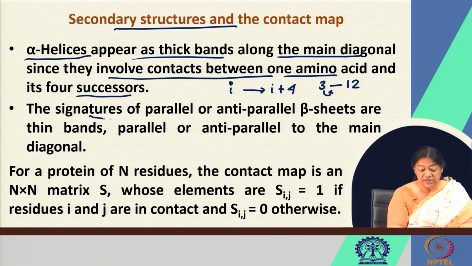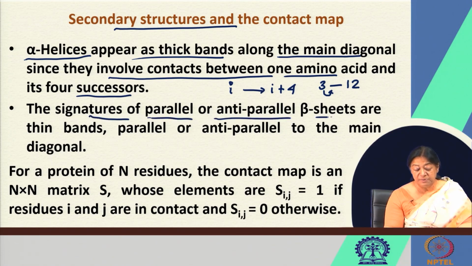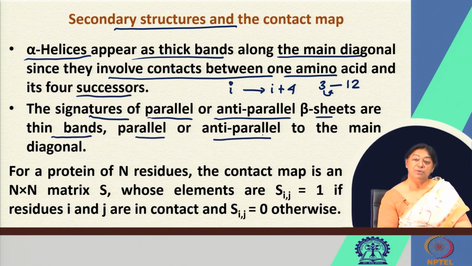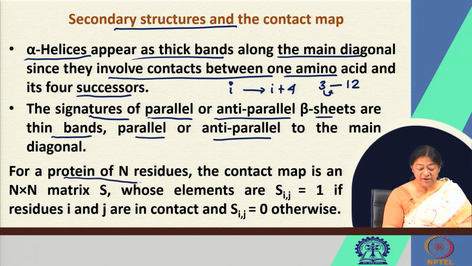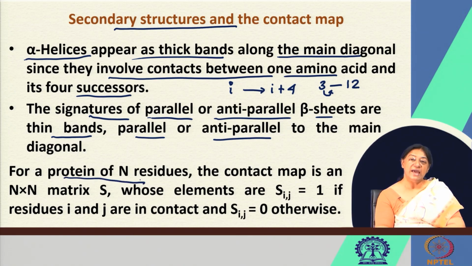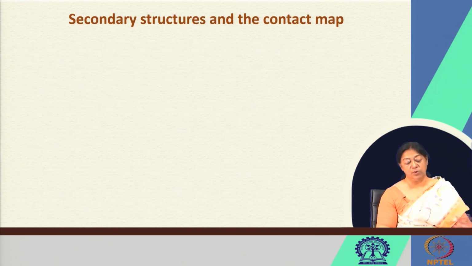Also, there are signatures of parallel or anti-parallel beta sheets that are thin bands that are parallel or anti-parallel to the main diagonal. So, essentially what we are doing is, for a protein of n residues, we would have an n by n matrix, and the elements would tell us whether the two residues that we are looking at are close enough together or not. Let us look at what this means.